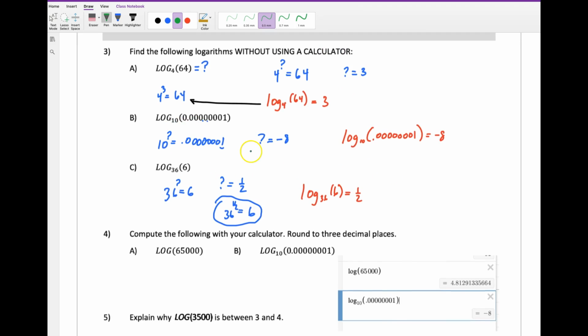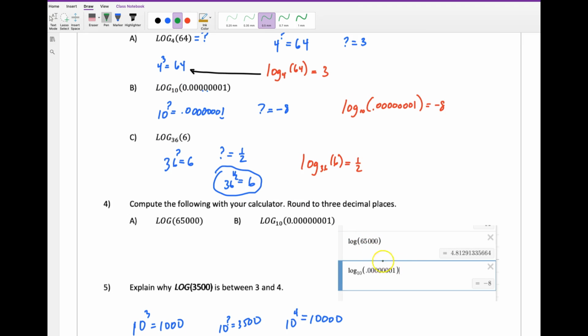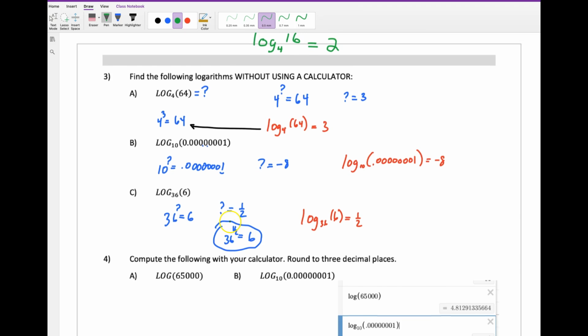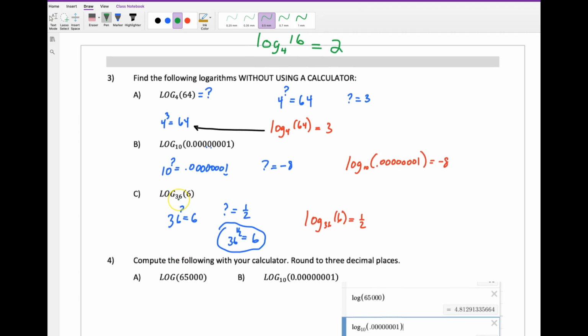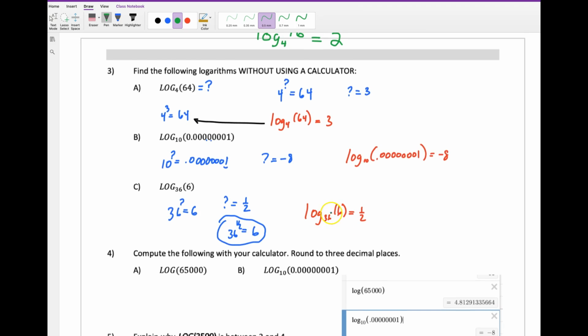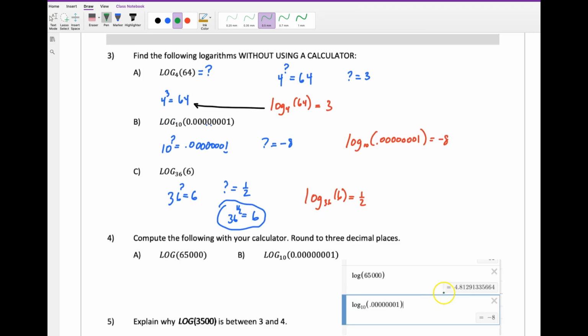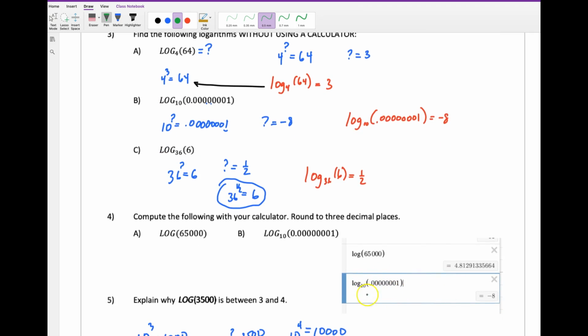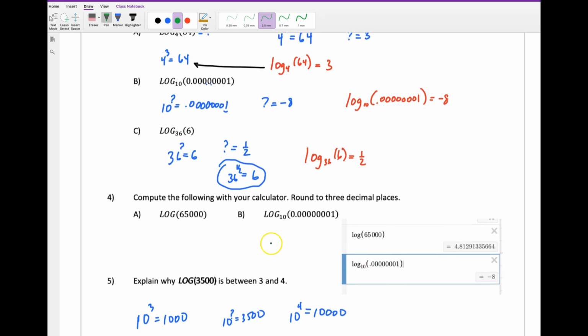Here are some more. Again, you could check with your calculator. You can see how we get some of these answers here. Log base 10 of this number means 10 raised to what is this? And that's a negative 8. So you can see how the answer gets written. Here, 36 raised to what number equals 6? It turns out to be 1/2. Log base 36 of 6 equals 1/2. Again, you can use Desmos to type that in there. Just make sure you understand that definition. Here is using your calculator here.